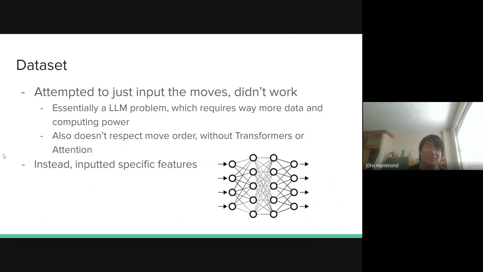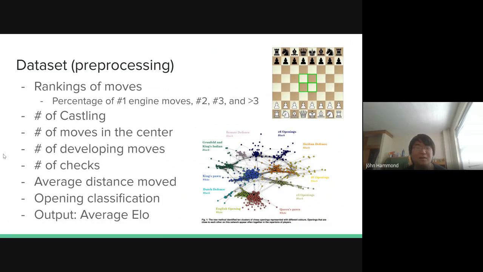So instead, I chose different features from the game to input, which I do think makes it slightly worse, more arbitrary, but it's just more realistic for projects. So these features, I ranked the moves throughout the chess game. For example, the engine would give out 3 top different moves, and then I found the percentage of the top engine moves that the player found, the percentage of number 2 moves, number 3 moves, etc.